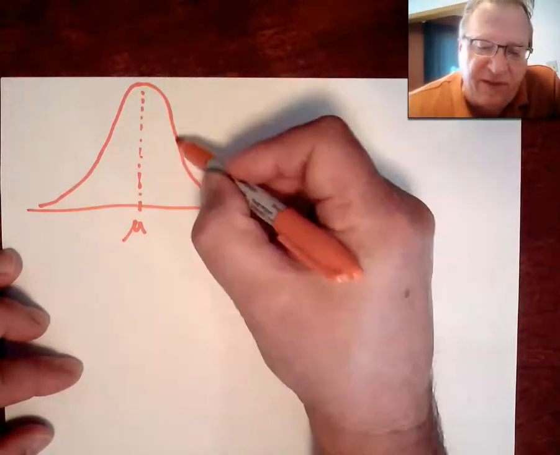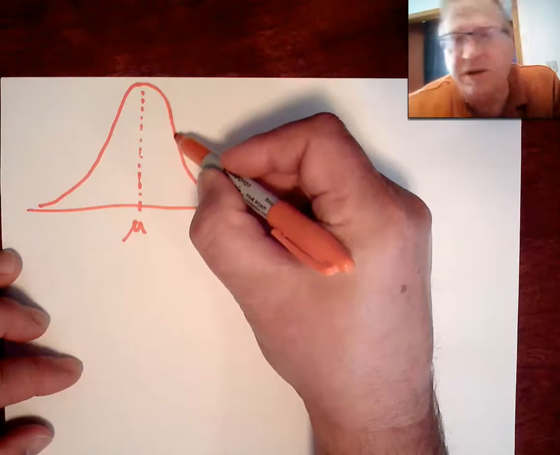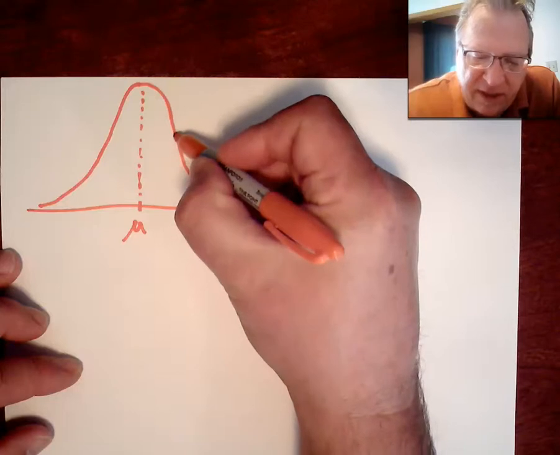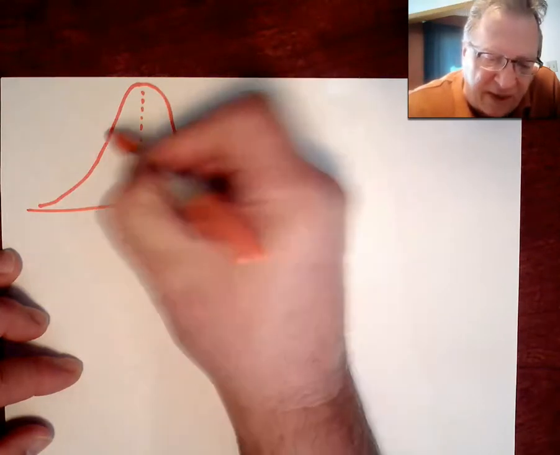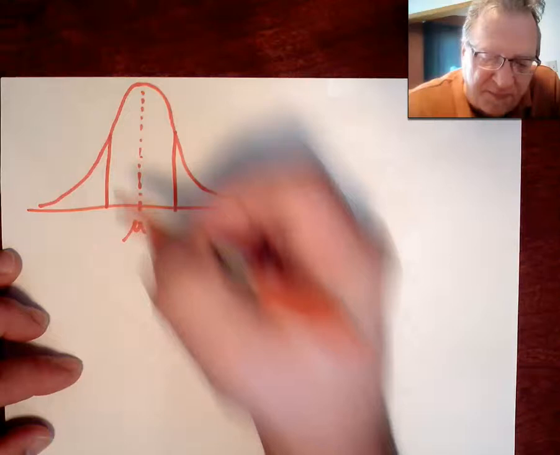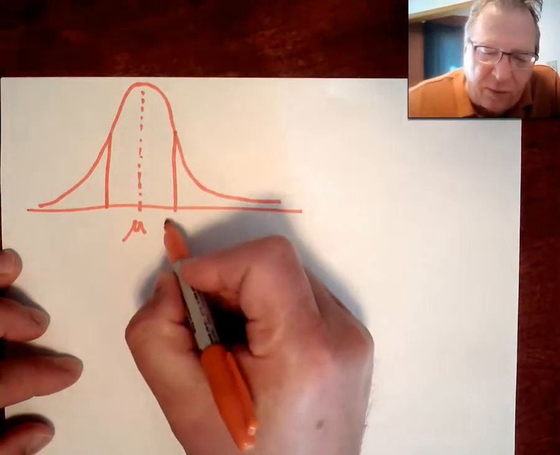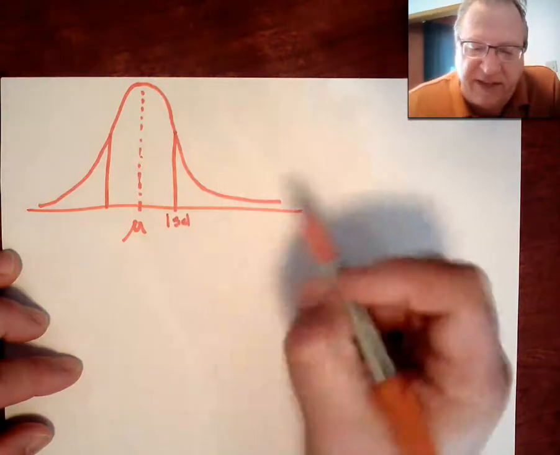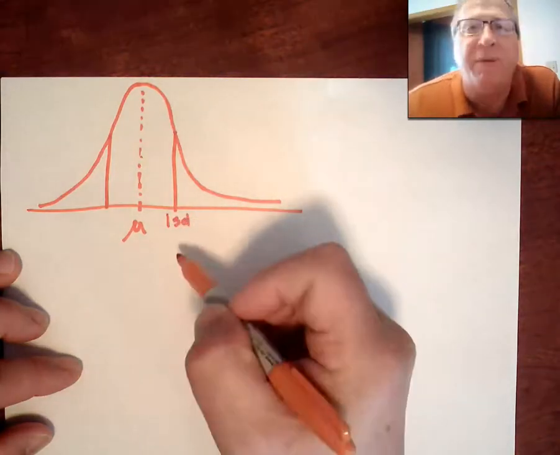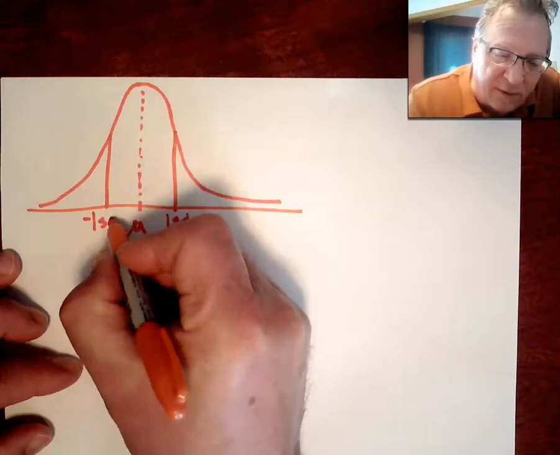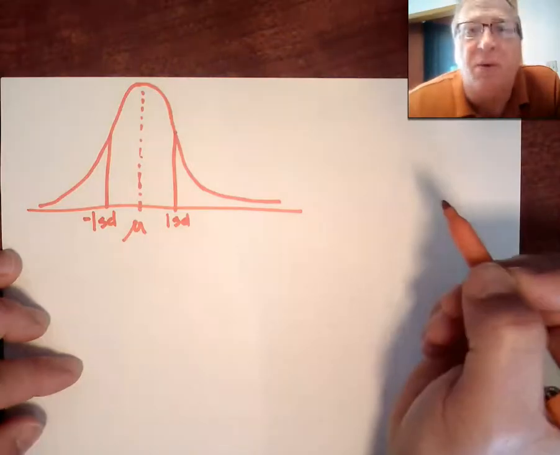If we find the inflection point, that's the point on this curve where it changes from curving inward to outward or vice versa, and it's somewhere about there. And I do that on both sides. This happens to be at 1 standard deviation away from the mean. And this one, of course, is minus 1 standard deviation away from the mean.